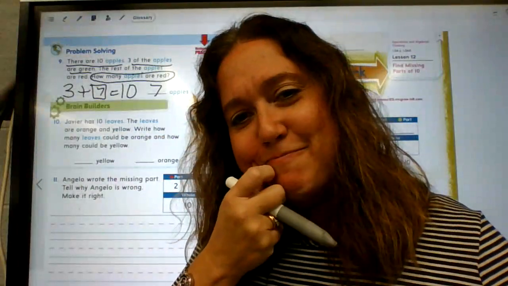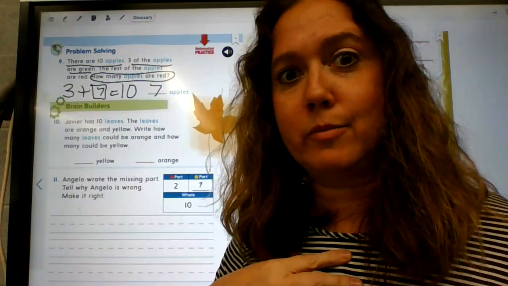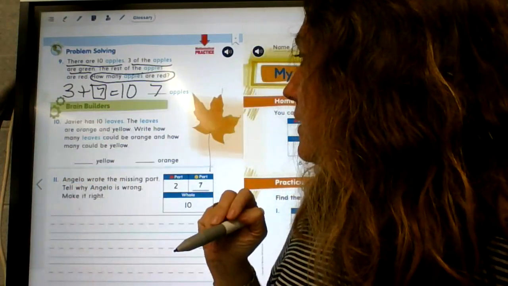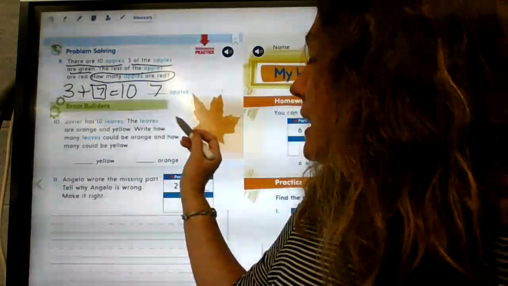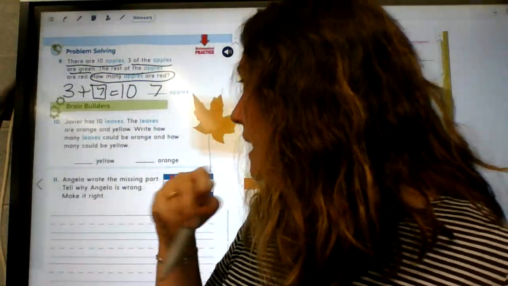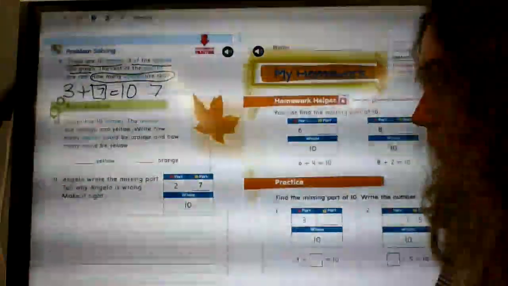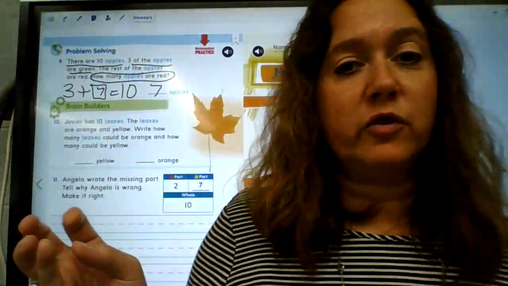Number 10. Okay, I'm not sure how to say this name. Javier? I'm sorry if somebody knows and I'm pronouncing it wrong. Has 10 leaves. The leaves are orange and yellow. Write how many leaves could be orange and how many could be yellow. Okay, they're not telling us either of them. So there are lots of different answers. 10 altogether.